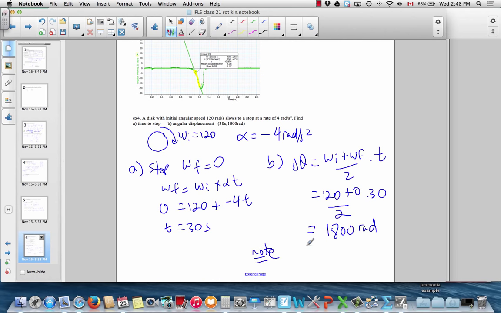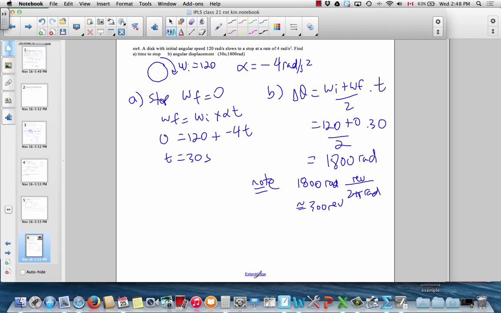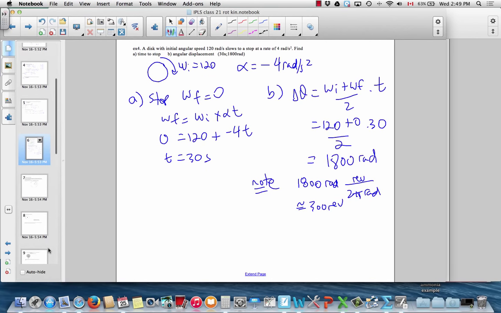Note, how many revolutions is that? Well, there's 2 pi radians in a revolution, and 2 pi is about 6, so you can see we have about 300 revolutions here to stop this. It takes quite a few rotations for it to come to rest. So that's some basic angular kinematics.